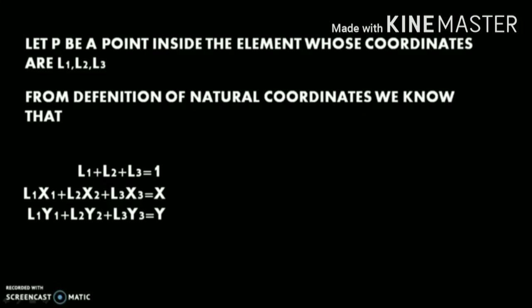Why are two coordinates coming here? Because we are dealing with a two-dimensional element. In order to specify the displacement and other properties of a two-dimensional element, we will require two coordinates. Here we have three equations and three unknowns. Here the unknowns are L1, L2, L3. We can solve this set of equations and find out the solutions for L1, L2, L3.